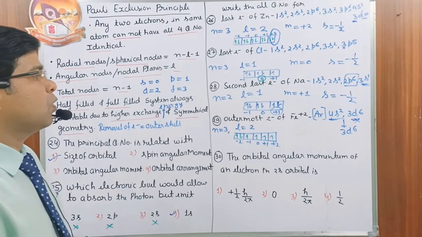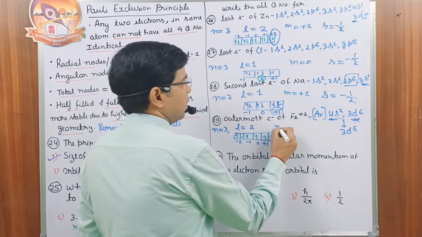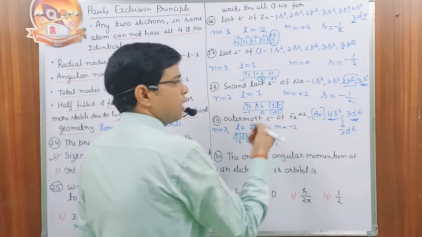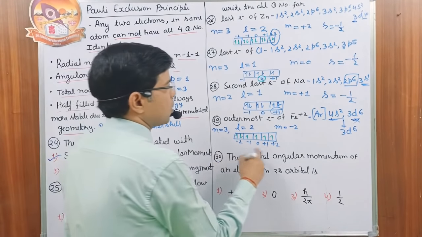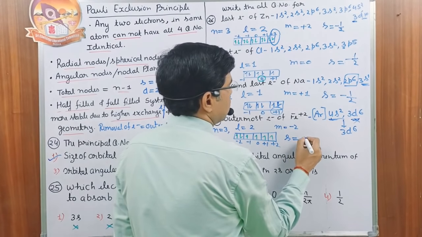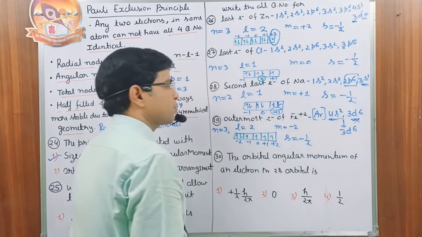m is equal to -2. So the value of m becomes -2. And now you check the spin. Is it the up spin or down spin? Since it is the down spin, the value of the spin quantum number is minus half.